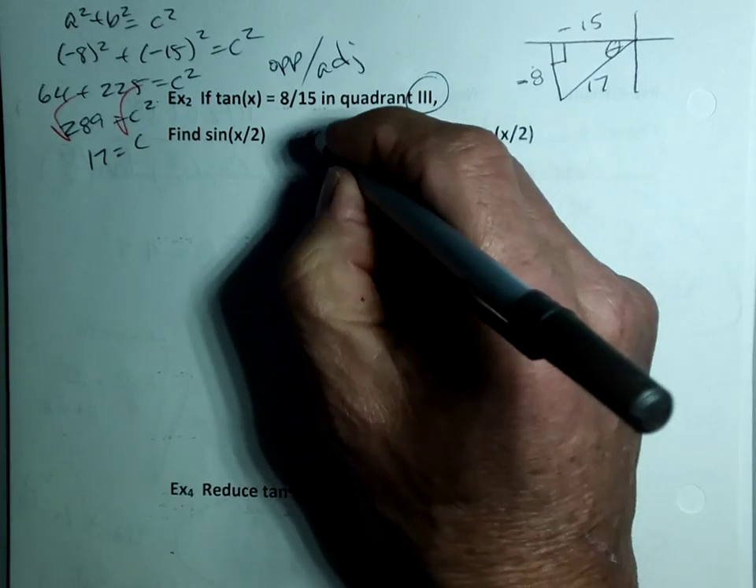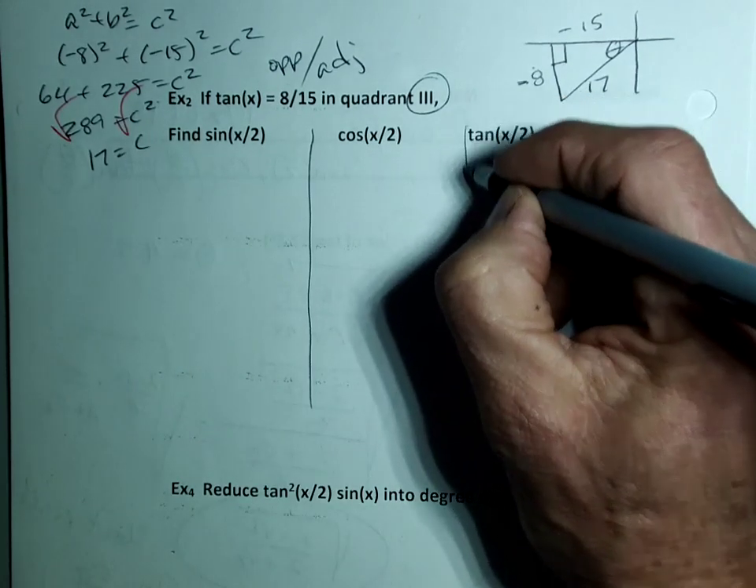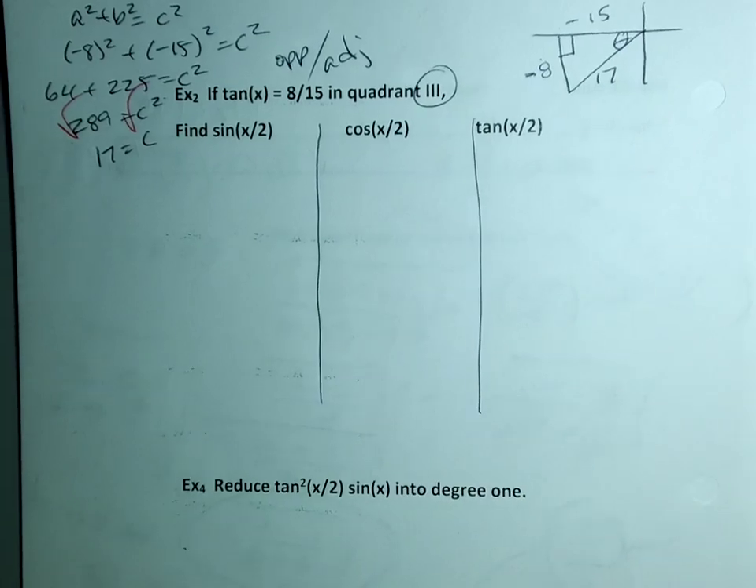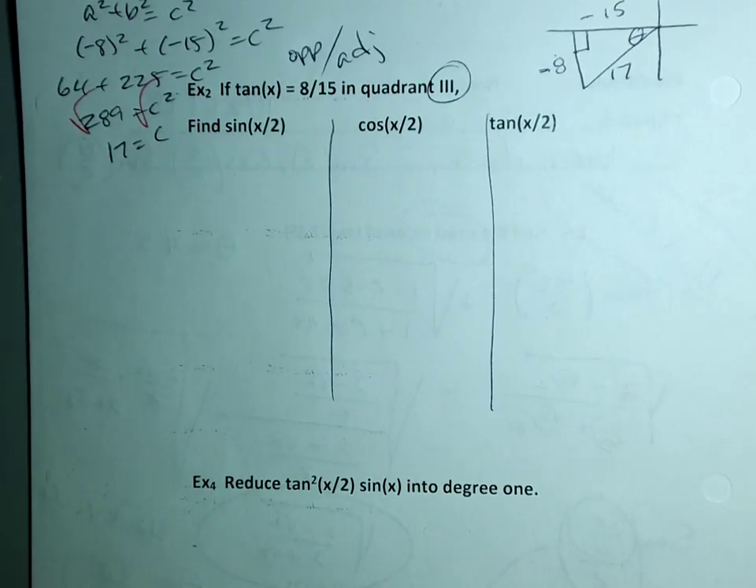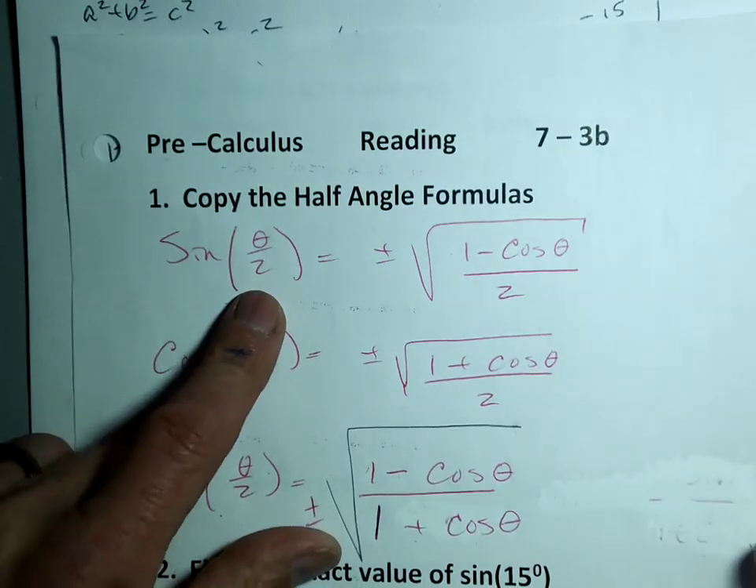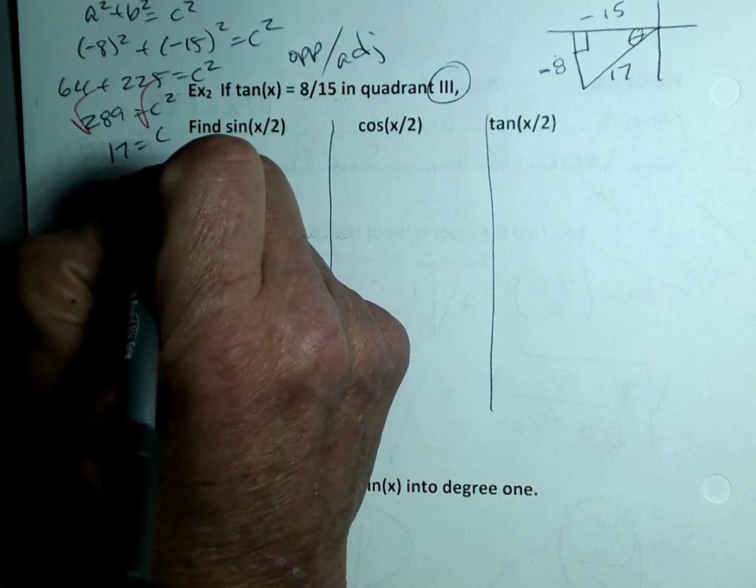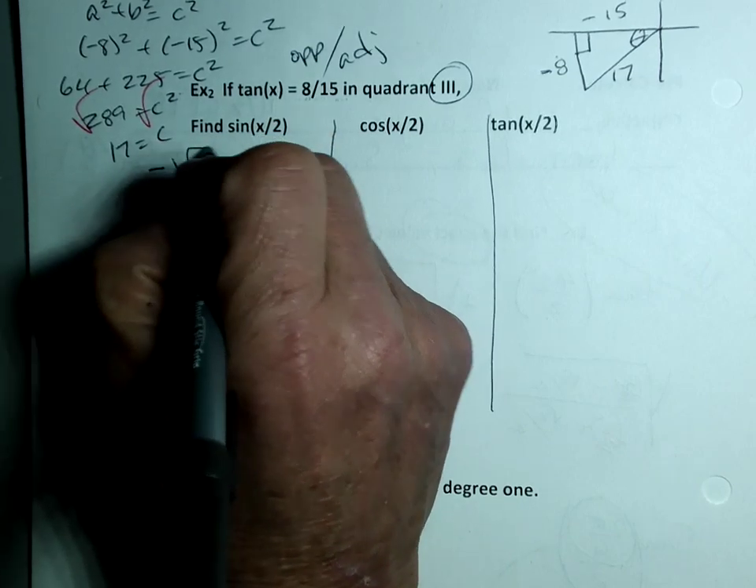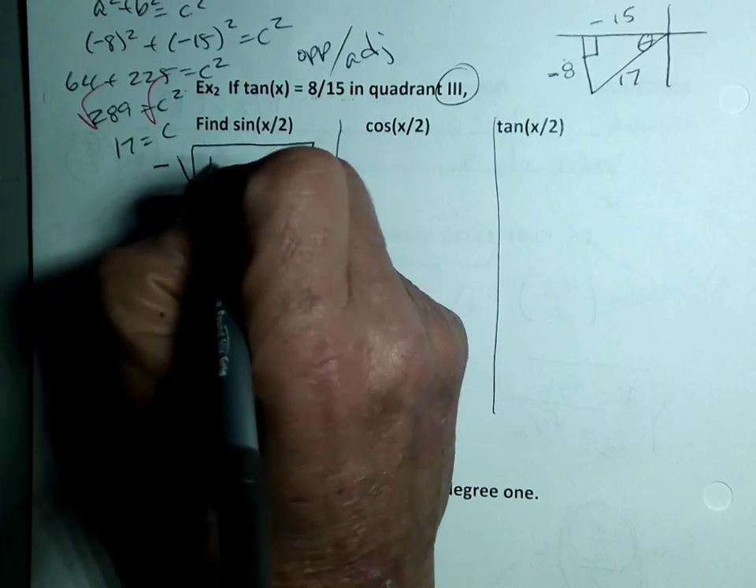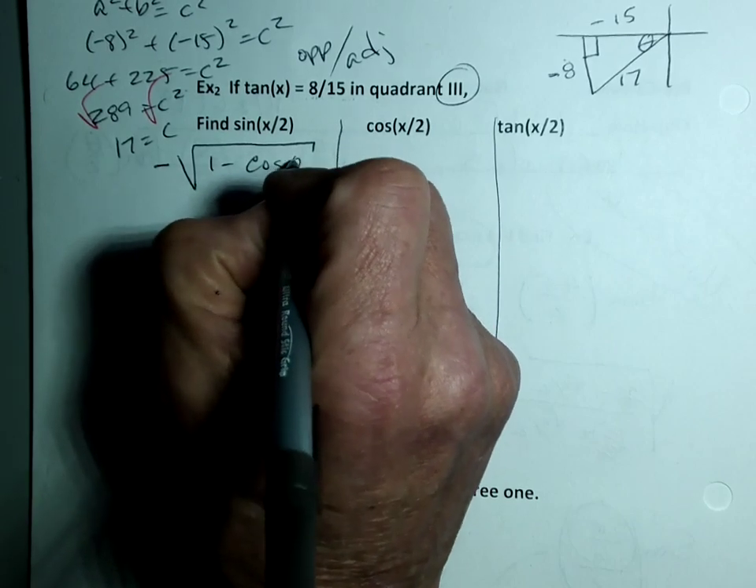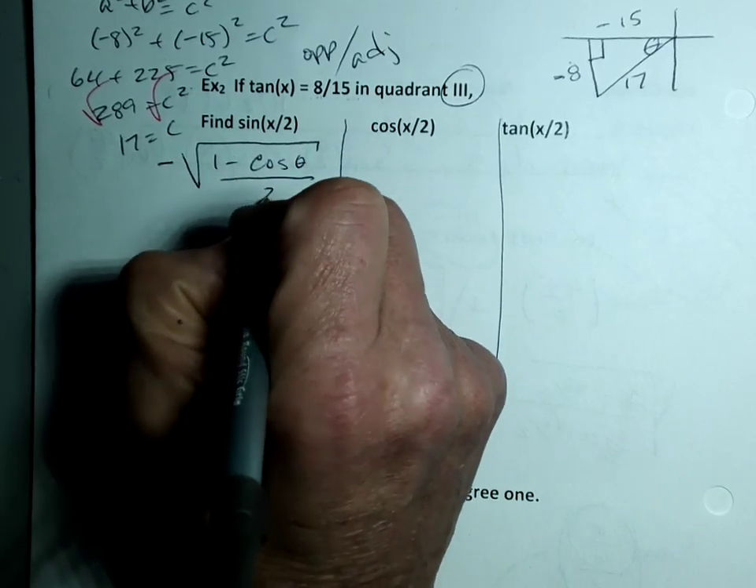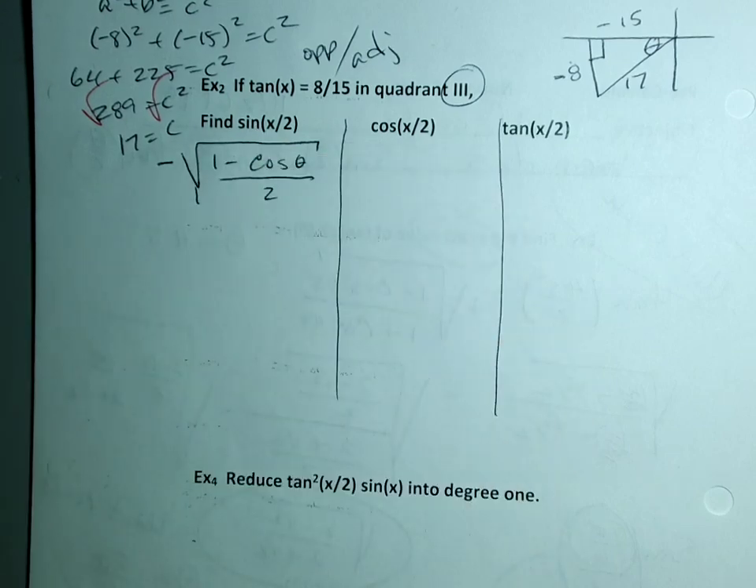We got 3 different problems. It's not hard though. So, the formula. Sine of theta over 2, it's going to be, in this case, a negative. It's got to be negative, so we're on quadrant 3, right? Negative square root of 1 minus cosine theta over 2. All right. Cosine of theta.